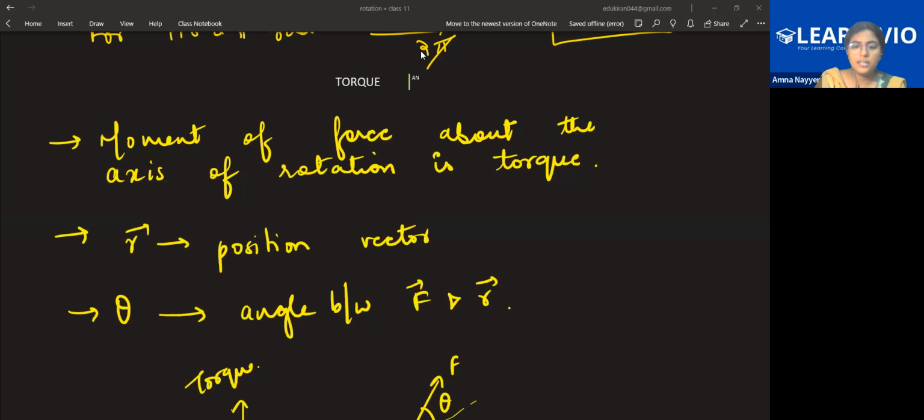Okay, let's come to this. So tell me, this is clear, what is meant by torque?